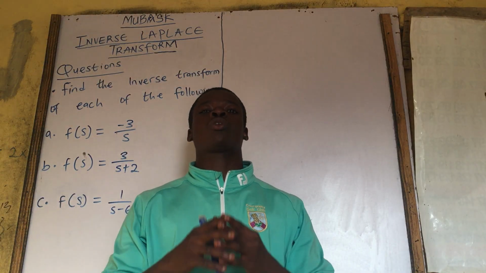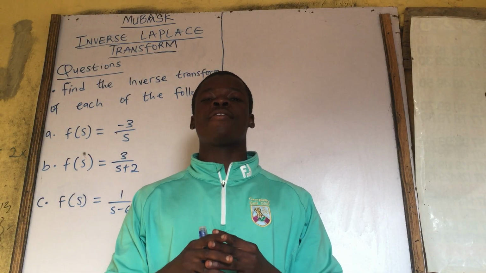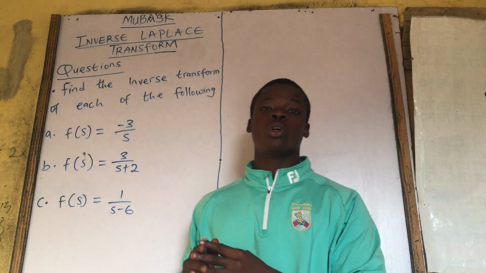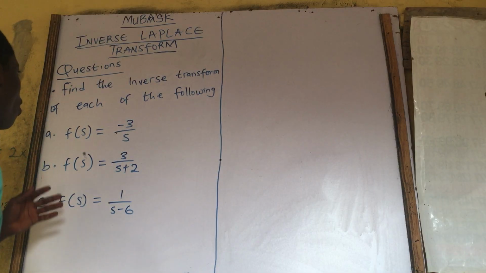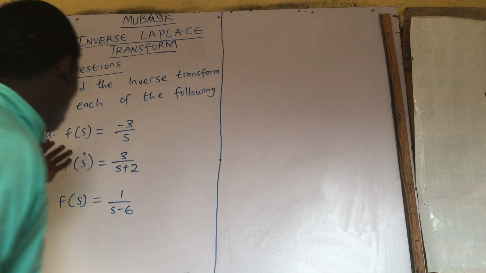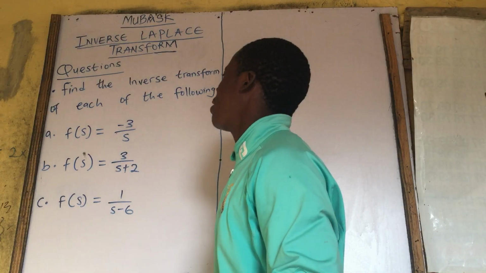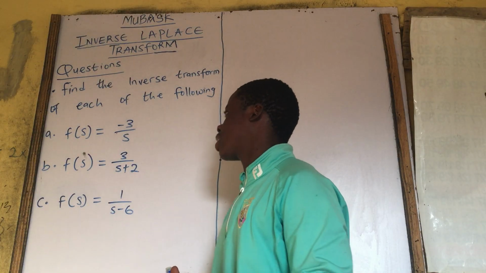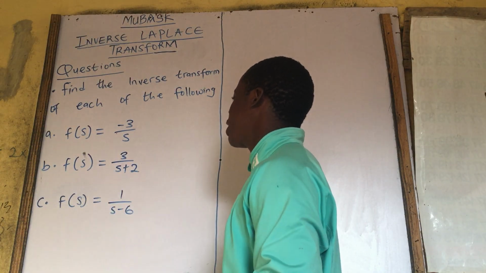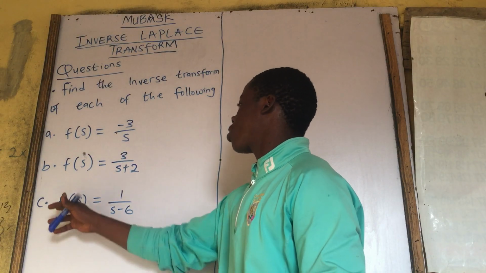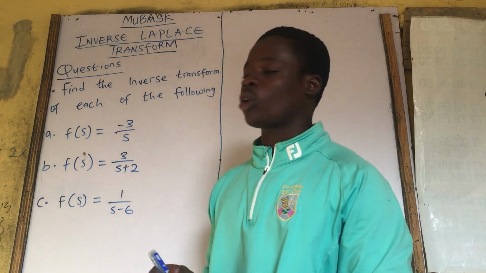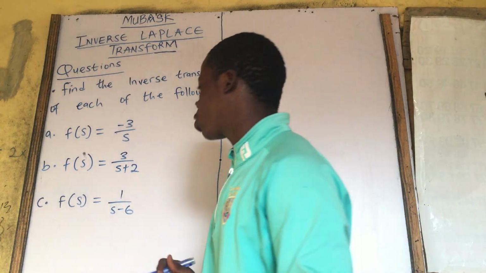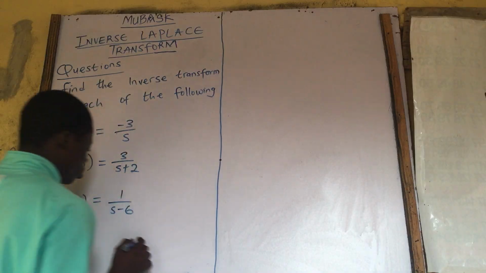Today, they are giving us a question to solve under inverse Laplace transform. So let us move to the question given to us. Find the inverse transform of each of the following. A. F of x equal to minus 3 divided by x. B. F of x equal to 3 divided by x plus 2. C. F of x equal to 1 divided by x minus 6. So now, the solution to the question given to us.